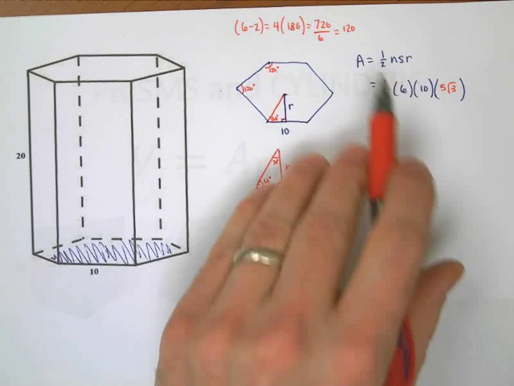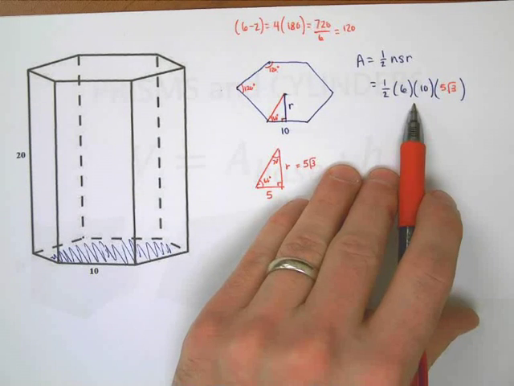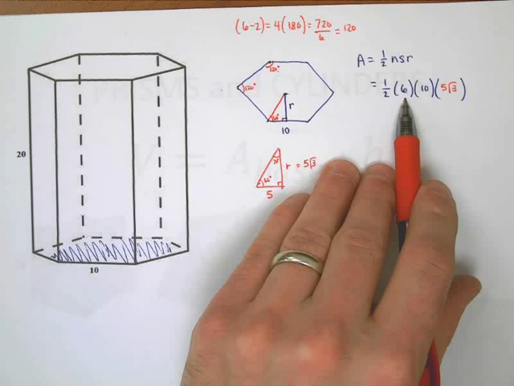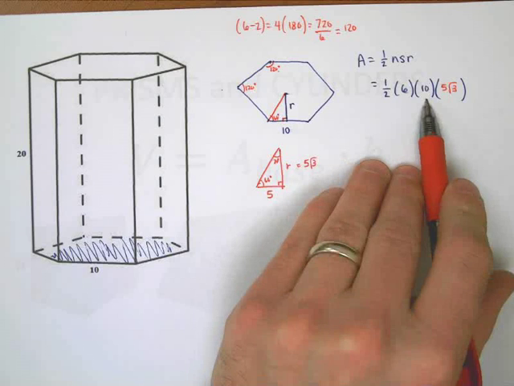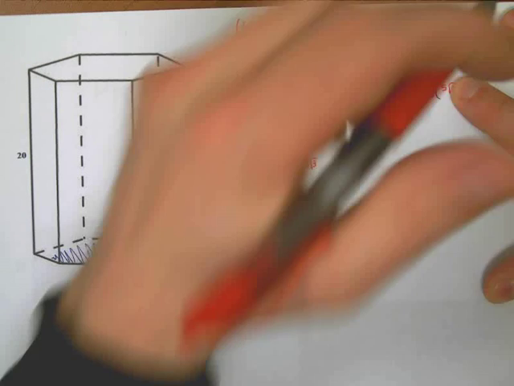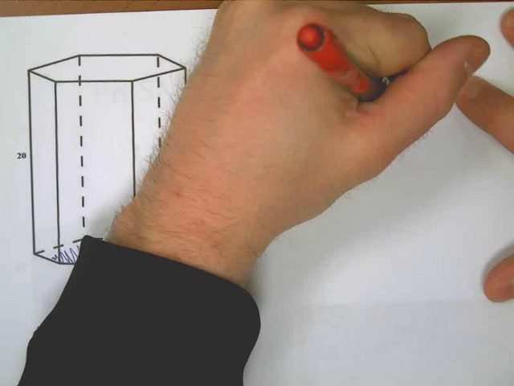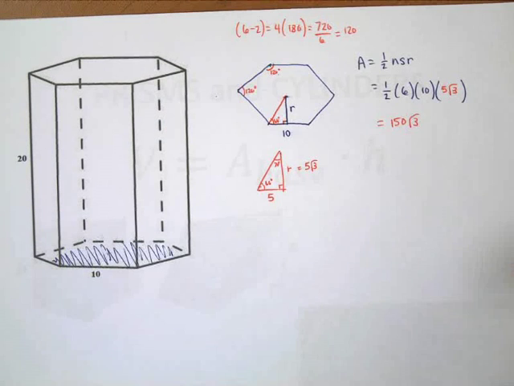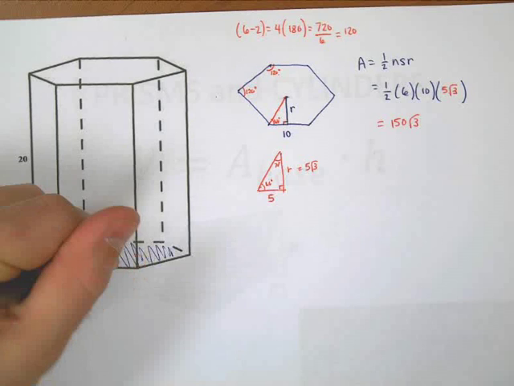Now it's time to multiply it out. What is the area of that hexagon? Half of 6 is 3. 3 times 10 is 30. 30 times 5 is 150. So I have 150 square roots of 3 total. There's the area of my base.